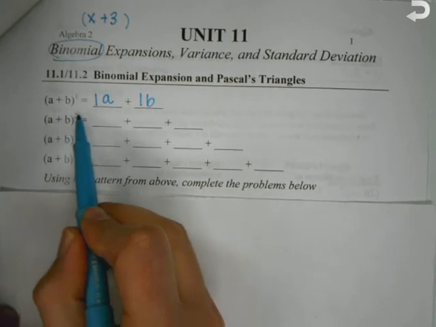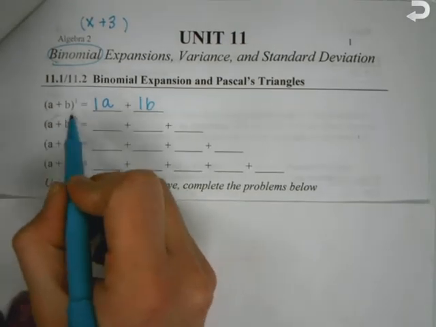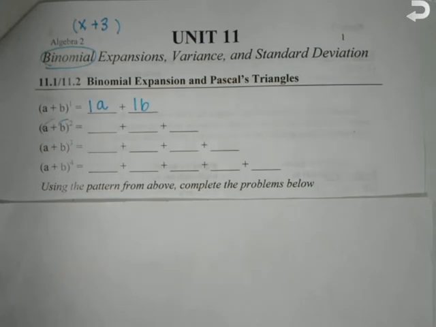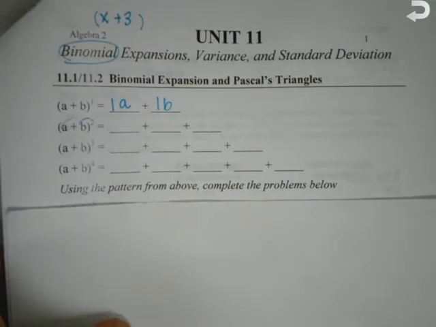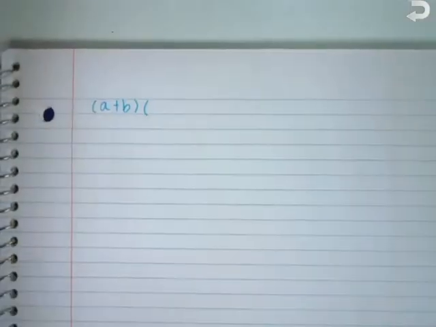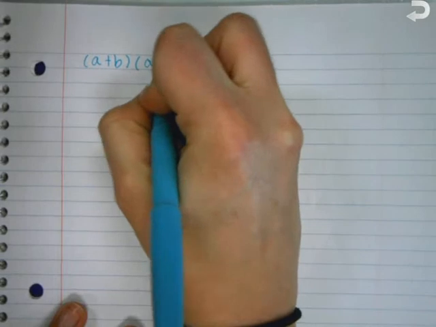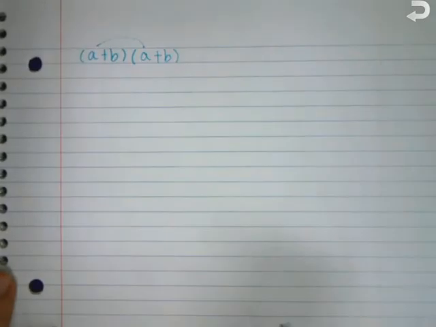So what about a plus b squared? What am I going to do there? Can I just distribute that exponent in? No. What do I have to do? A plus b squared is the same as a plus b times a plus b. So let's do it. You can use the boxes or you can use FOIL, whichever one you prefer. I like FOIL, so a times a gives me a squared.